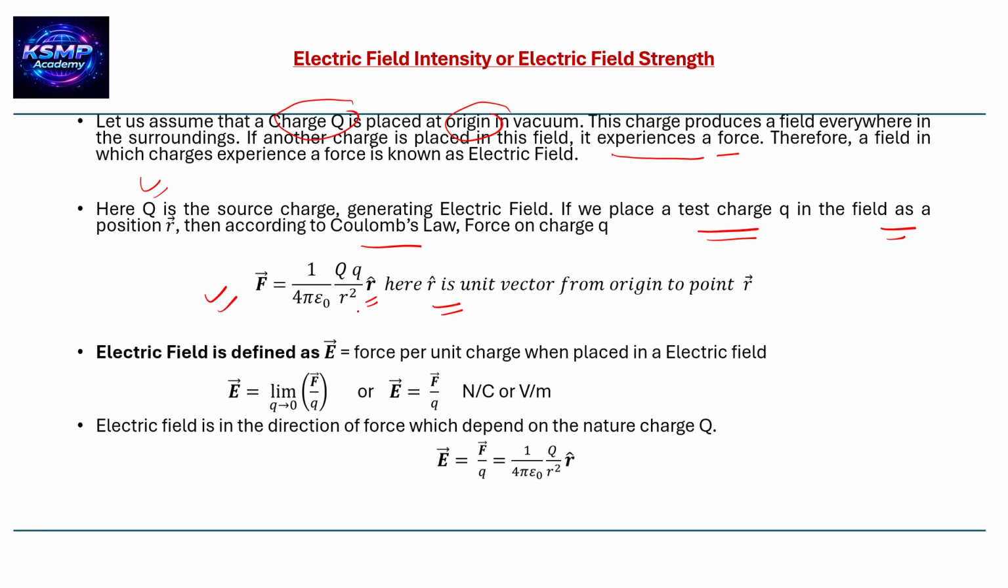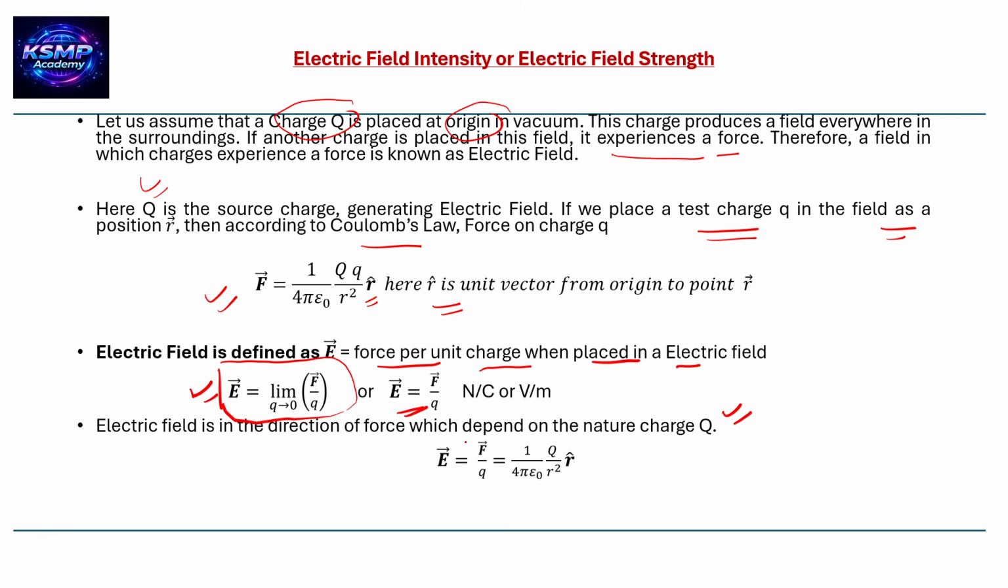So as per definition, electric field is defined as electric force per unit charge when a charge is placed in an electric field. So that means E is given as, in the limiting case q tends to 0, q being a test charge, a very small charge, F upon q. Or simply we say E is F upon q, Newton per Coulomb or volt per meter. The electric field will be in the direction of force, which depends on the nature of charge Q basically, that is whether the source charge is plus or minus.